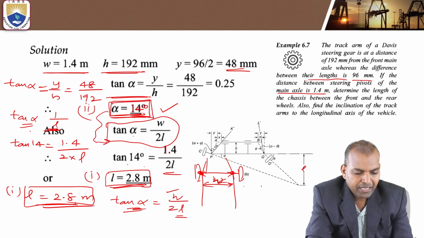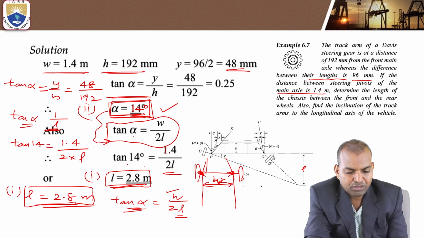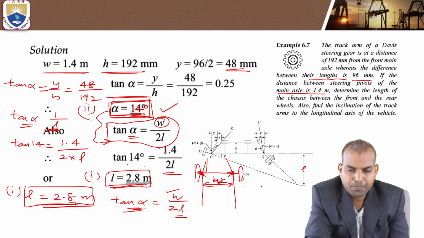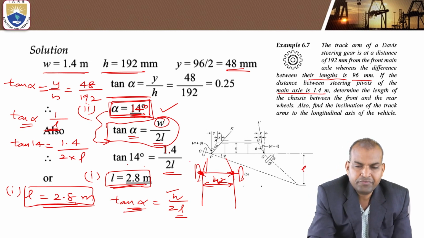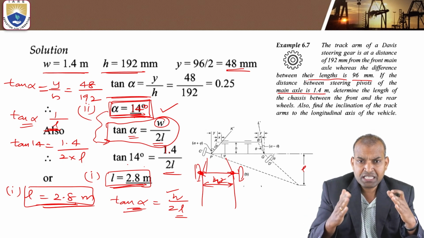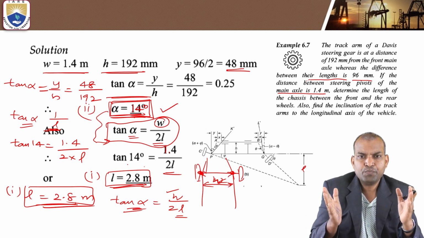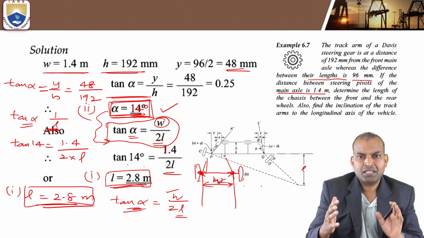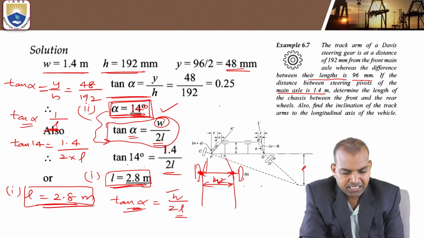So we should be very careful that in the design of the chassis, for correct steering, tan alpha equal to W by 2L must be satisfied. That means the angle of inclination is proportional to W and inversely proportional to the wheel base. So when the angle of inclination is increasing in proportion to the width, the wheel base distance is reduced.